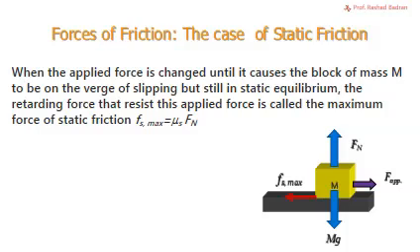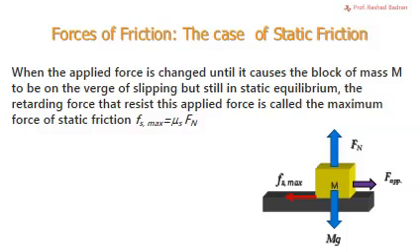Then we start increasing this applied force until we reach a stage where the applied force is about to overcome the static friction. In this case, we say that the mass of the block M is on the verge of slipping. This means that the mass is just about to move. This is the borderline between the block being static and the block being moving.